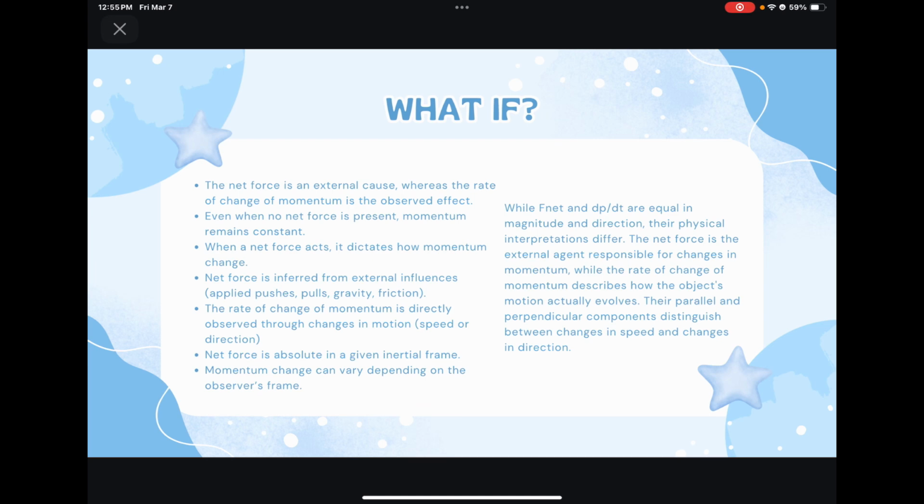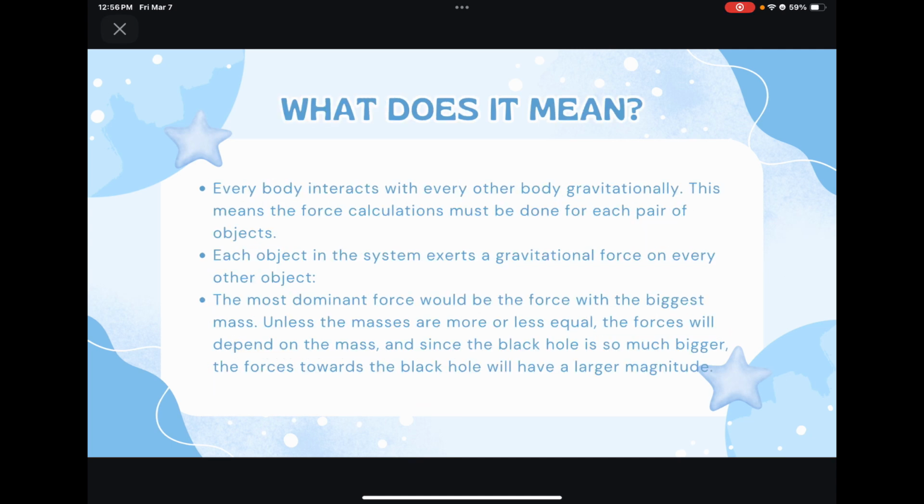Net force is absolute in a given time frame, and momentum change can vary depending on the frame. While they have equal magnitude and direction, net force changes momentum and is responsible for that, while the rate of change of momentum describes how the object's motion actually evolves. The parallel and perpendicular components distinguish between changes in speed and changes in direction. So what does it mean?